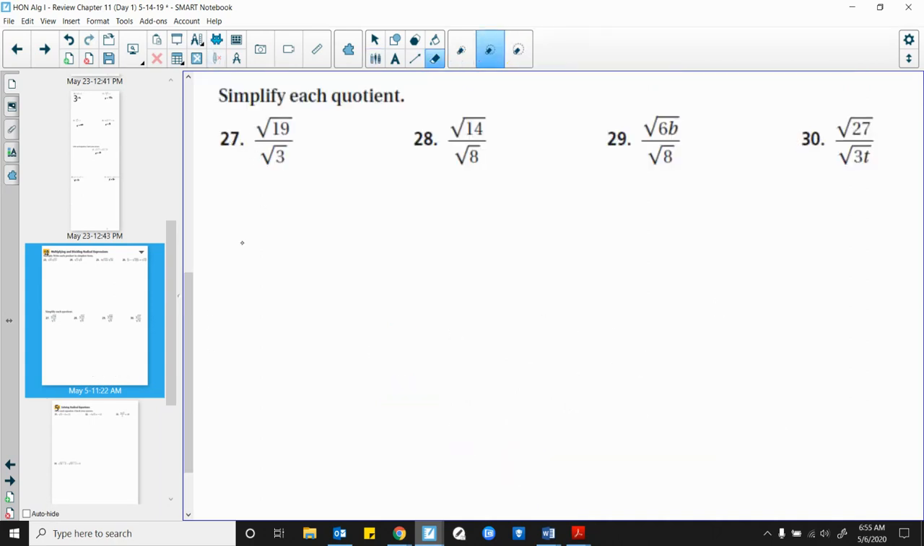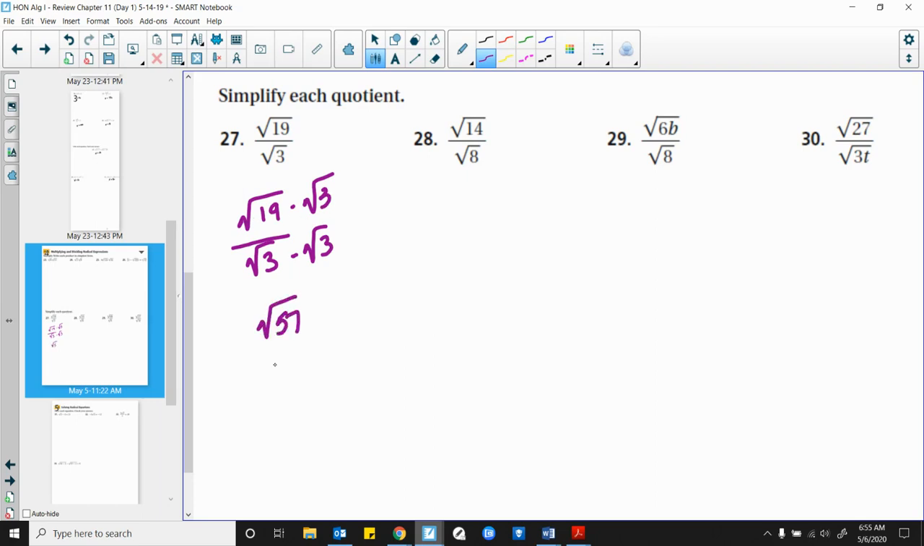So for the first one here, number 27, we have radical 19 over radical 3. Okay, first thing I'm checking is, can I simplify the fraction? No. Can I reduce the radicals? I cannot reduce either of these, so I can go right to rationalizing. Okay, I take 19 times 3 and I get radical 57. I take radical 3 times radical 3 and just get 3. Okay. Can I reduce radical 57? No. Can't simplify anything here.